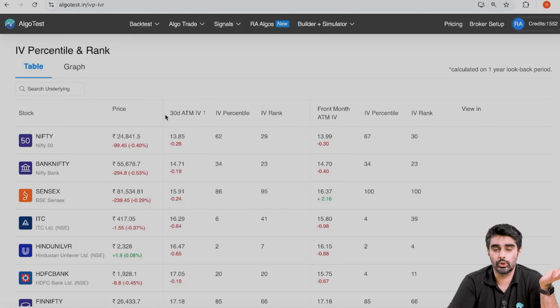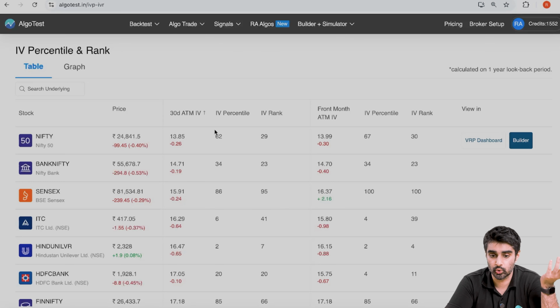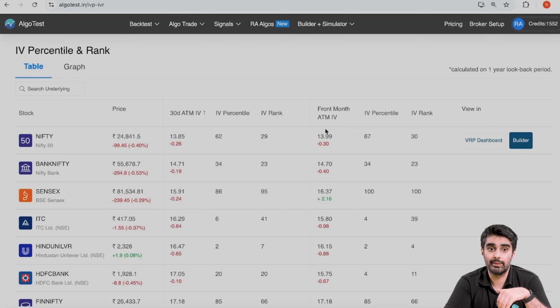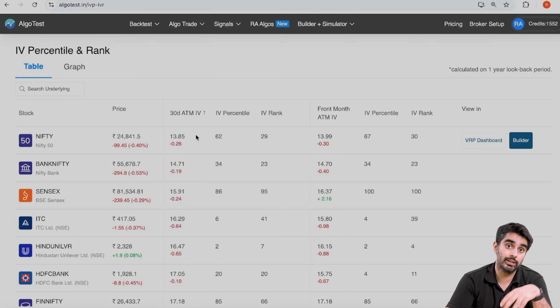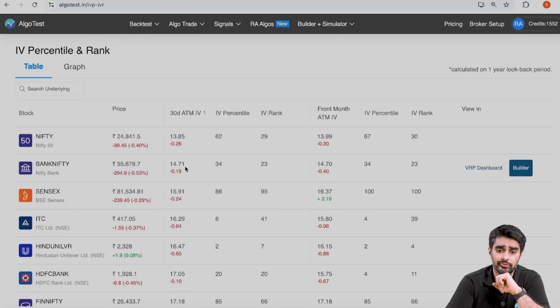Right? So guys, this is showing you the IVP and IVR, fairly standard stuff. Most platforms show you this and they compare it with just the historical time series of at the money implied vol without adjusting for constant maturity. But we are doing this over here so that way at least you can look at where the 30-day vol stands today in reference to the 30-day vol in the past, right? So that's one thing to look at.